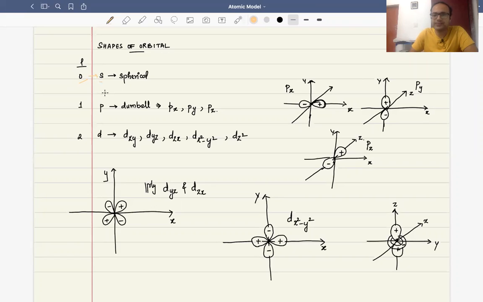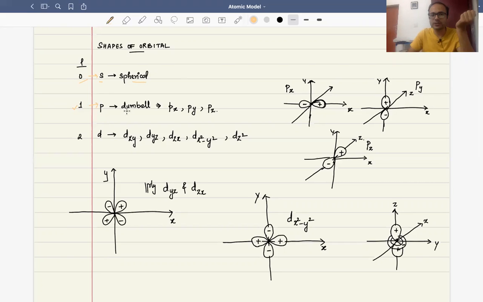Okay, so when we talk about L value 0, that would be representing the orbital of the type s. And these s orbitals have a three-dimensional spherical shape. Okay, three-dimensionally they are spherical in shape. So you can consider the s orbital to be basically a ball with the center occupied by the nucleus. So spherical is the shape of the s orbital. Okay, so if we now move on to the p orbital, p orbital means when your L value is 1, then it represents your p orbital.